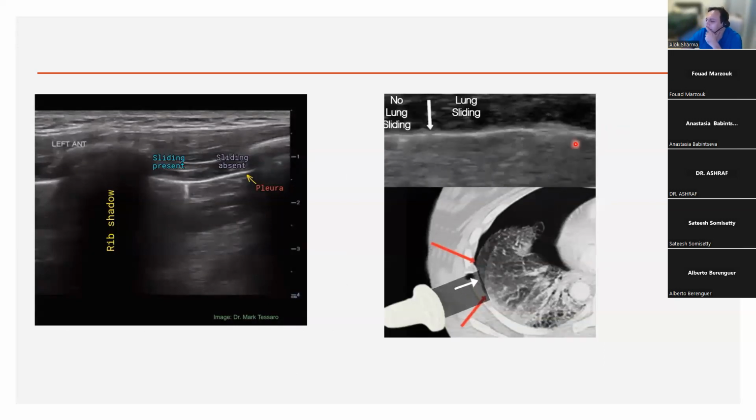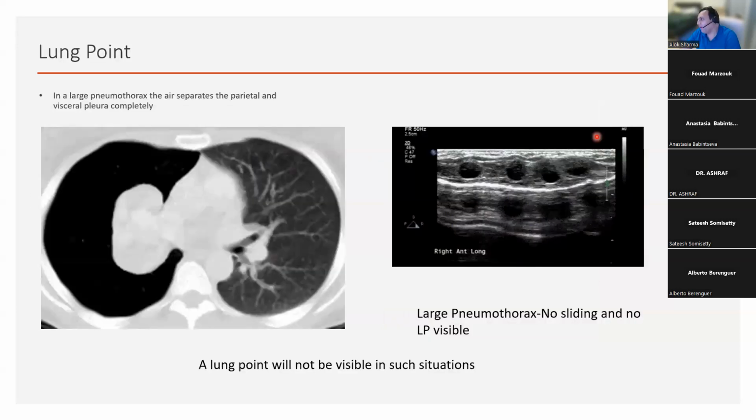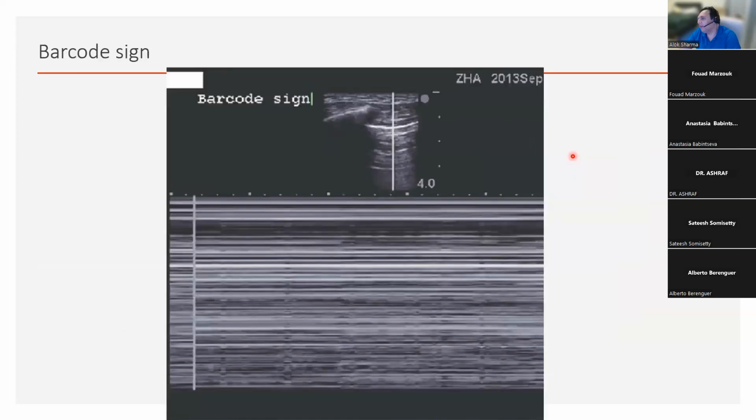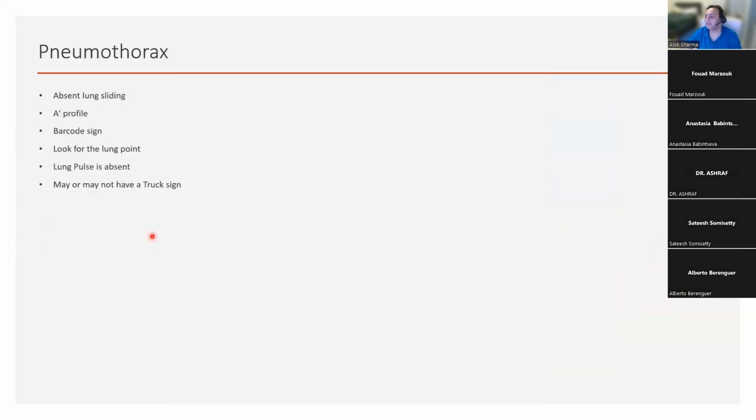I'm trying to figure out really where my lung point is, because actually the sliding is in quite a large region. So what I'll do is I'll use my M mode. And if I can see the transition of the seashore to the stratosphere sign, then that is actually the region at which I've achieved my lung point.